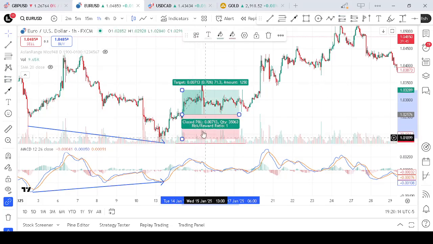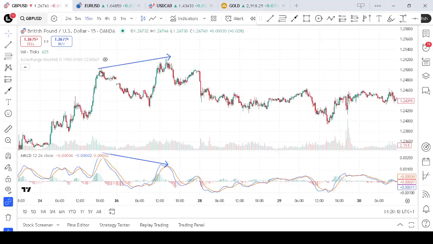And for a short position, you can wait for the bearish divergence and the crossover. After the crossover, you can consider entering immediately.